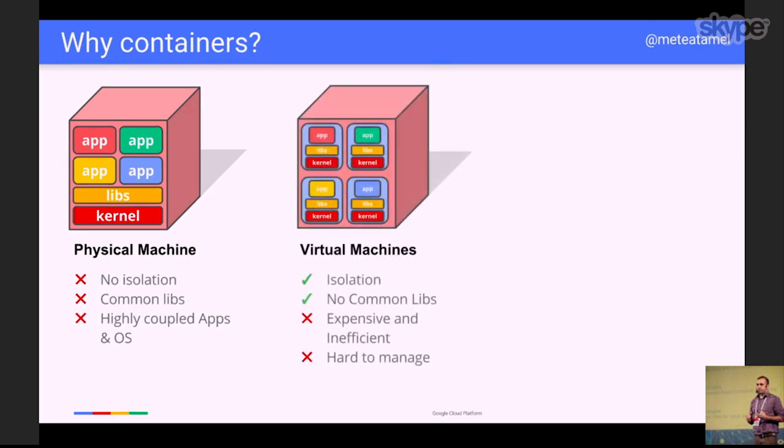Then came virtual machines. So the idea of virtual machines is that on a single machine, you install multiple virtualized operating systems. And in these virtual machines, you have the operating system, the libraries, and the app itself. The great thing about this is that everything is totally isolated. So you're not going to break apps because you change the kernel, because you only change the kernel of the virtual machine itself.